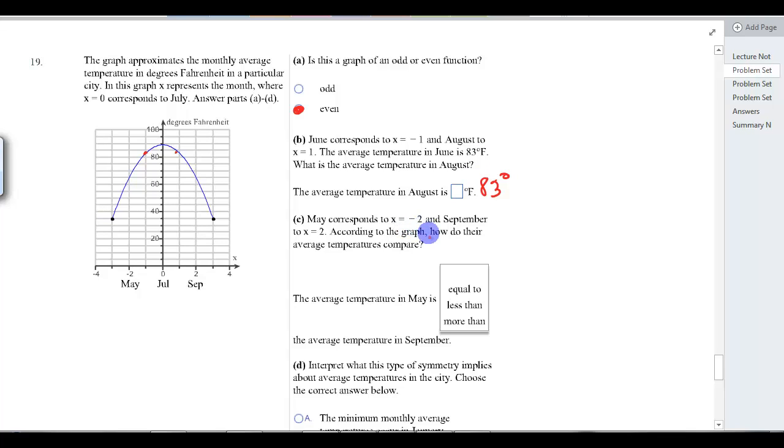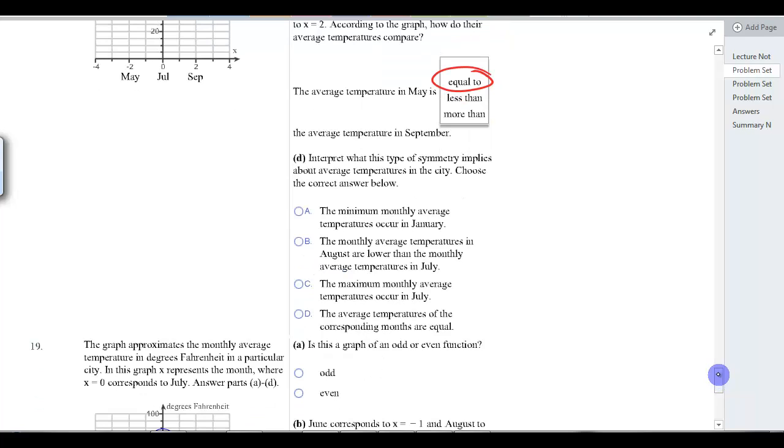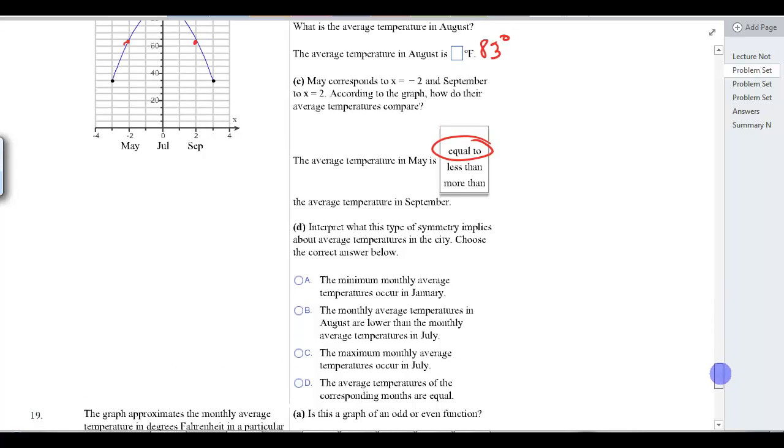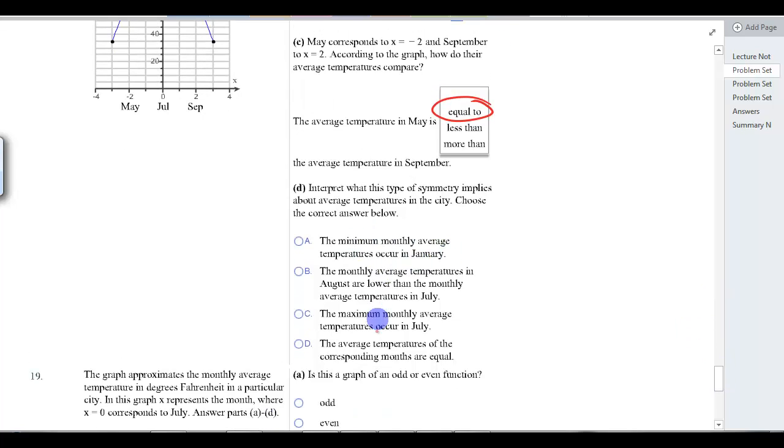May corresponds to x equals -2 and September to x equals 2. According to the graph, how do their average temperatures compare? So we're looking at May and September. So we're here and we're here. Your choices would be equal to, less than, more than. Well, it's equal to. I think that'll probably be a pull-down box. Interpret what this type of symmetry implies. Well, if you read through them, the average temperatures of the corresponding months are equal.